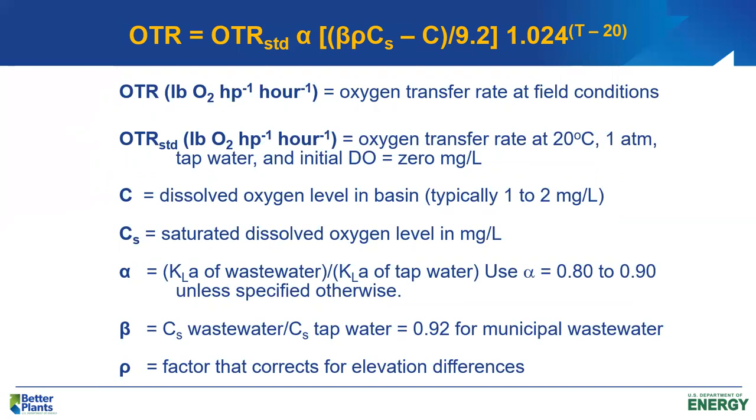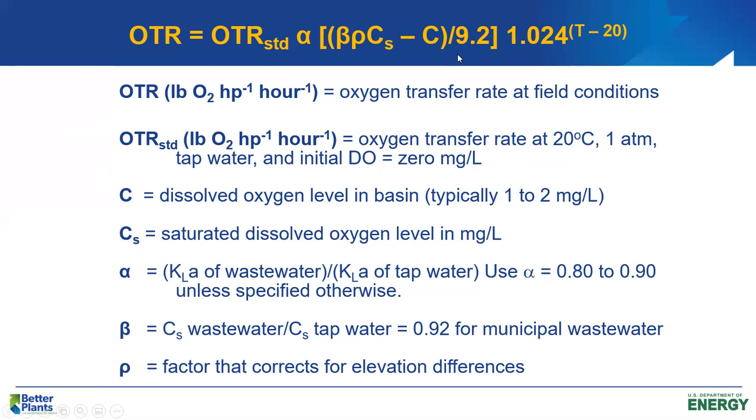This equation that you see at the top, the field oxygen transfer rate of surface aerators will be the standard oxygen transfer rate times alpha times [beta rho C sub S minus C], C sub S being the saturation concentration in tap water. And what beta does, it corrects it to wastewater, and rho is our elevation correction factor. So the driving force for oxygen transfer is the saturation value minus the actual concentration at which we're operating in our reactor. So we call that the driving force.